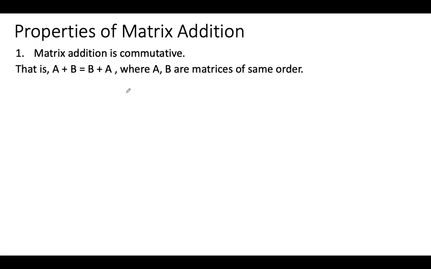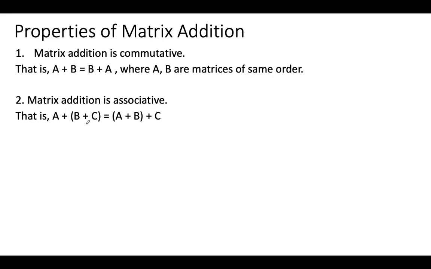If I have two matrices A and B of the same order, then A plus B and B plus A are the same, right? So is the case with the associative property. Matrix addition is associative as well. What is associative? That is (A plus B) plus C is the same as A plus (B plus C), where A, B and C are matrices of the same order.